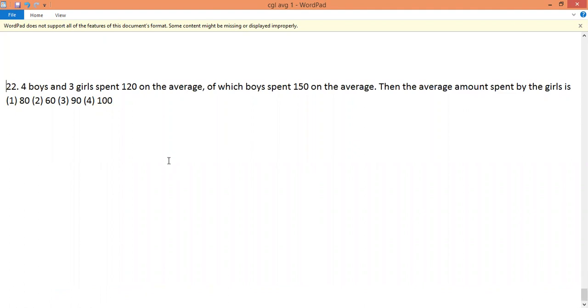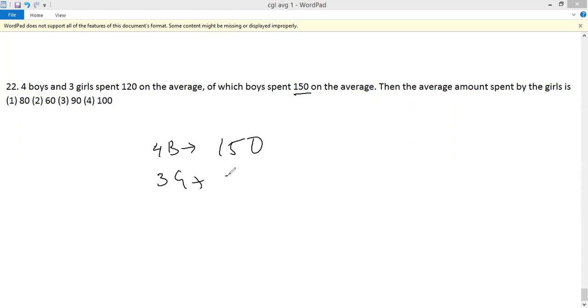4 boys and 3 girls spent 120 on average. Last question, a simple question. 4 boys and 3 girls, the total average is 120. The 4 boys spent 150. The 3 girls we don't know. The total is 4 boys and 3 girls. So what is the difference here? 30. Right.